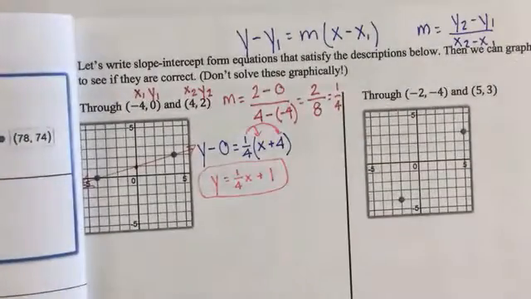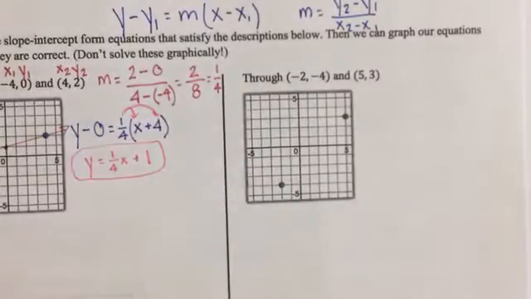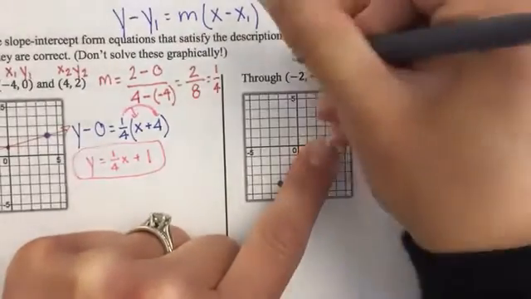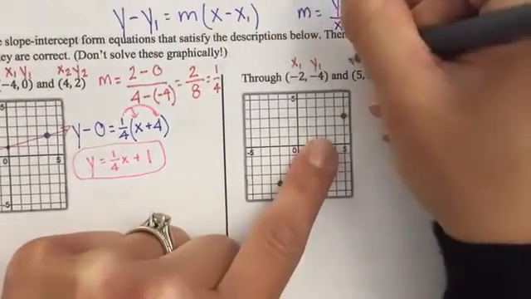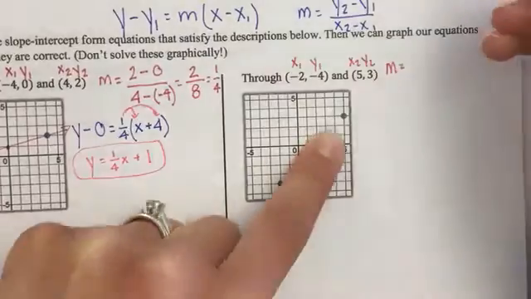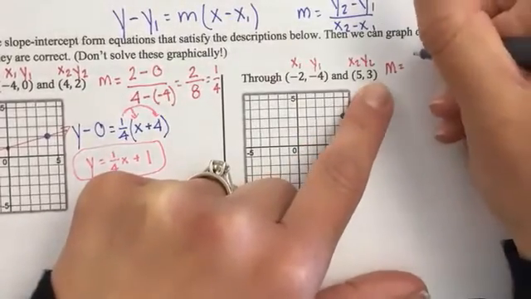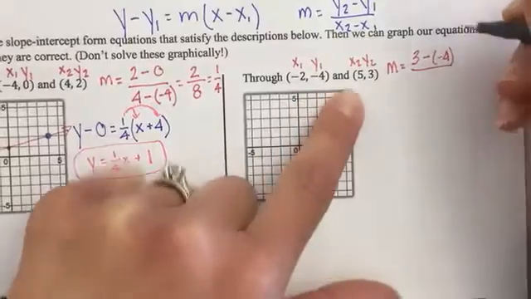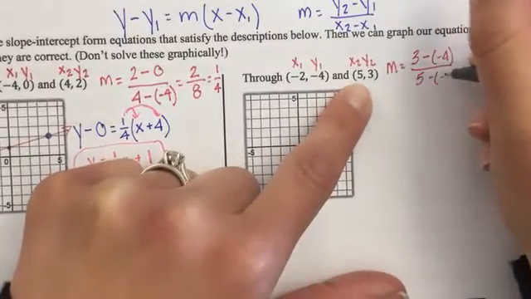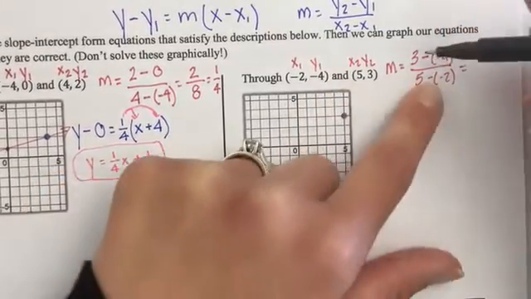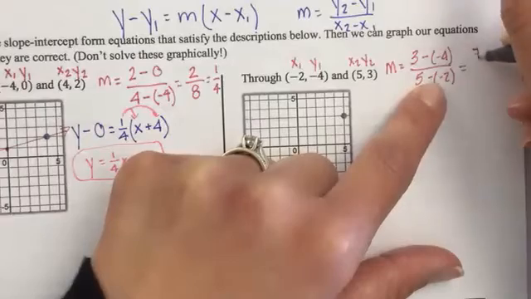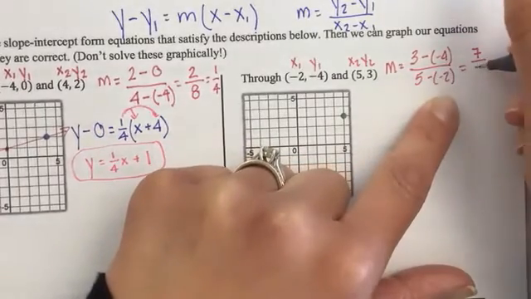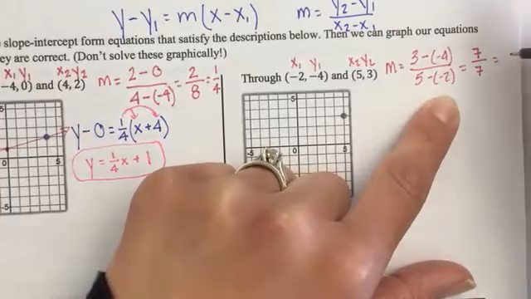Okay, how about I'll do one more with you and then you'll do the 2 on your own. Okay, x1, y1, x2, y2. So 3 minus a negative 4, and then 5 minus a negative 2. 3 minus a negative turns out to be a +7. 5 minus a negative turns out to also be a +7. What's 7 over 7? 1.